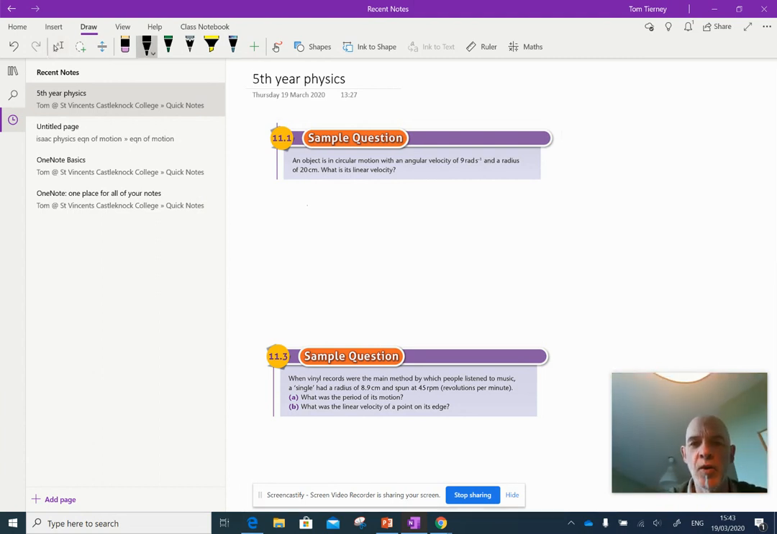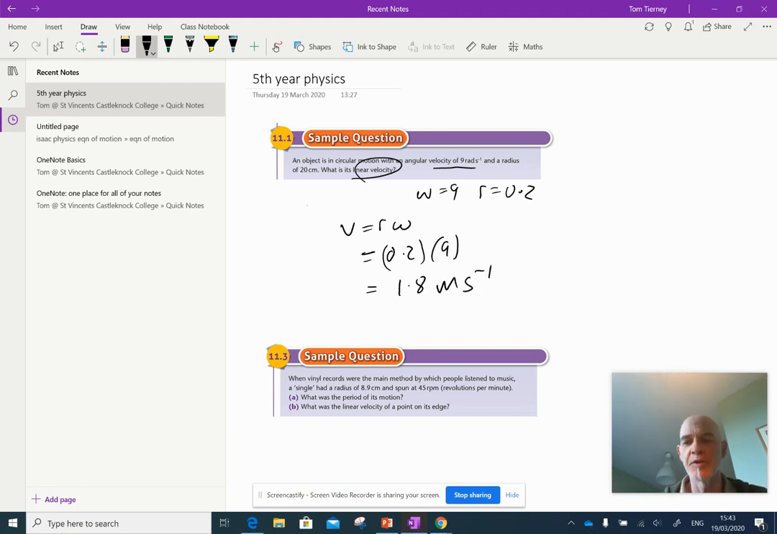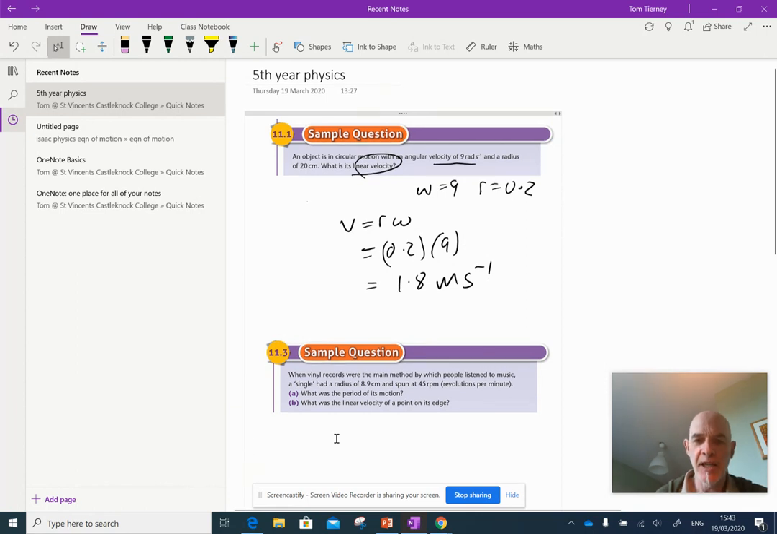So we know here that omega is 9. The radius is 20 centimeters, which is 0.2 meters. And we're looking for linear velocity. So the equation we're going to use is V equals r omega. So r is 0.2 by 9. That comes to 1.8. It's linear speed, so it's meters per second. These are in the textbook. They're also in the PowerPoint that I'll be sharing with you.